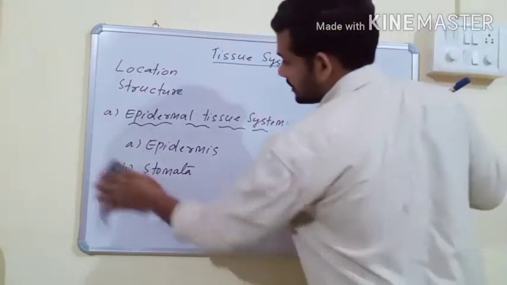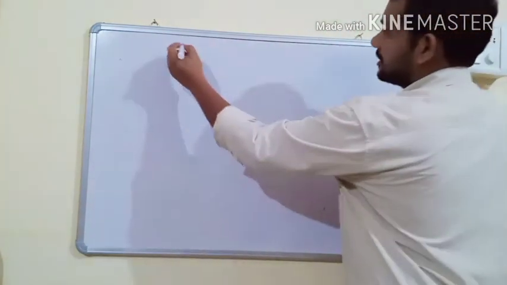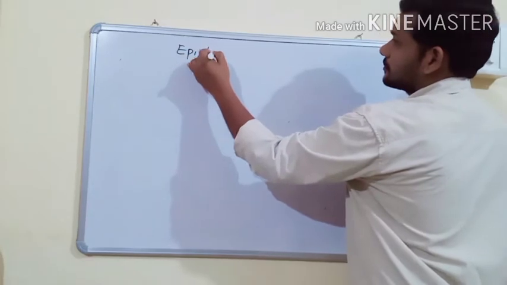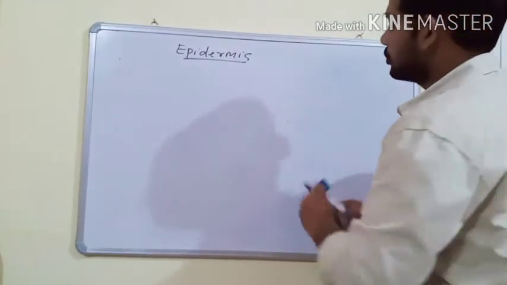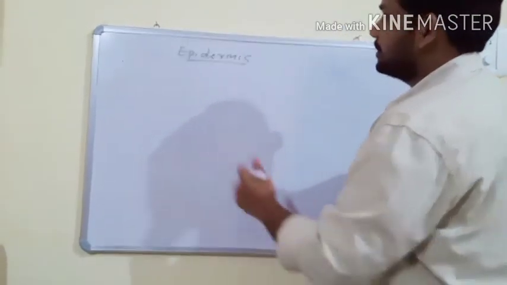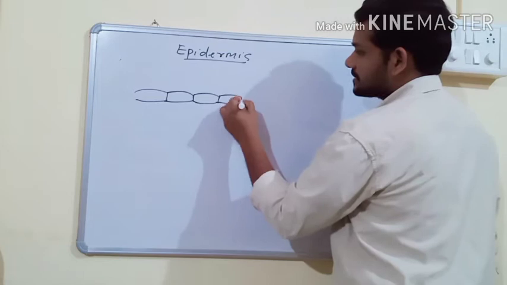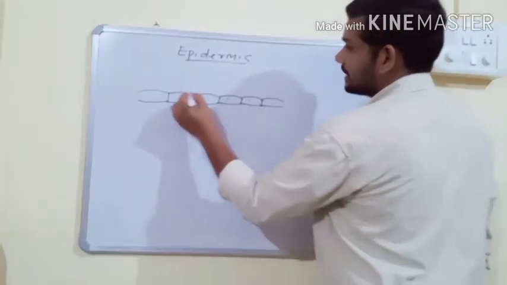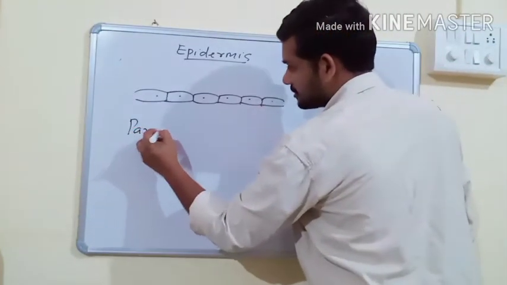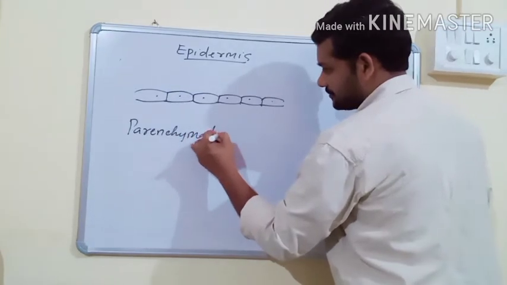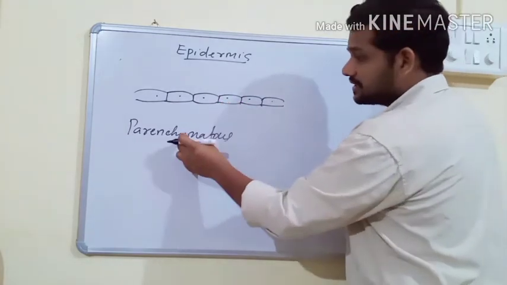The first tissue of the epidermal tissue system is epidermis. Epidermis is the outermost layer of root, stem, and leaves. It is made up of elongated, compactly arranged parenchymatous cells.